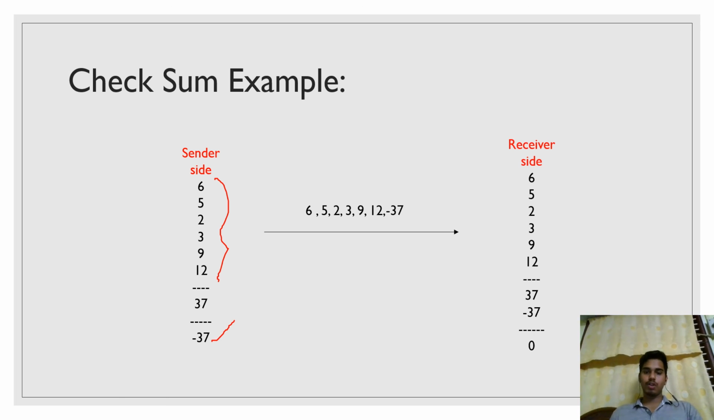At the receiver, he will again add the whole data along with the checksum, and if he obtains 0 in the end by adding the total sum of the data along with the checksum, he will accept the data, or else he will not accept the data.